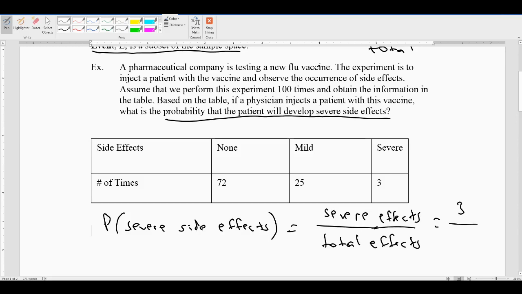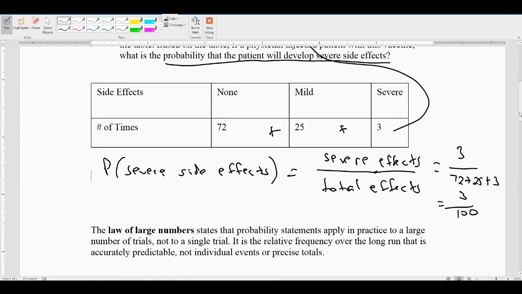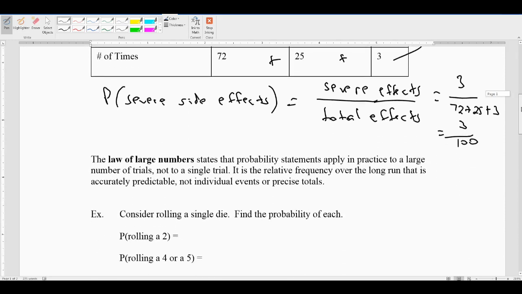Now, if I didn't see this 100 in there, which gives me the total number of outcomes, I could take the 72 plus 25 plus 3. And if you add those up, guess what you're going to get? You're going to get that 100. So the answer is 3 out of 100. And that answer is definitely between 0 and 1. That is a big deal. So that's just an example of experimental probability. But once again, desired divided by total is a good way to think of it.